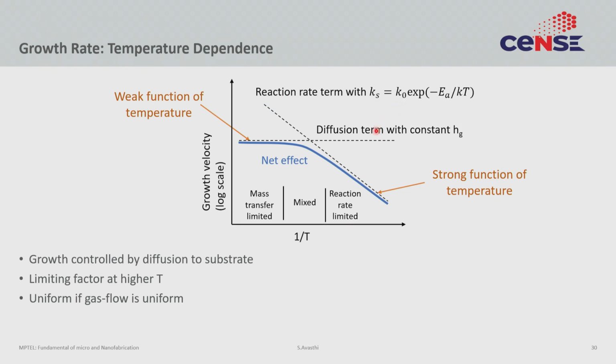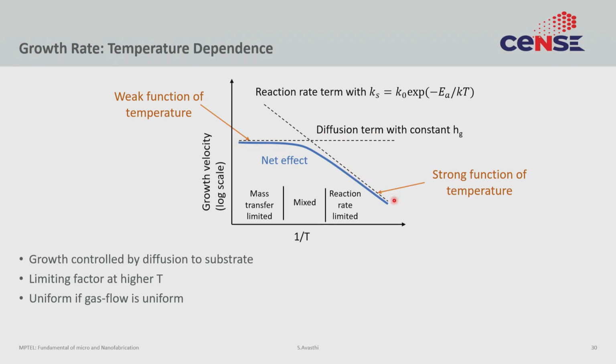The other is mass transport limited, where the reaction rate is very fast. However, diffusion is slow. So, the bottleneck parameter is H. And for the sake of argument here, let us assume H is constant with temperature. In reality, it is not so, but let us for argument's sake say so. So, in that case, the growth velocity will be an independent function of temperature. So, it will be completely flat if you are in the mass transfer limited regime.